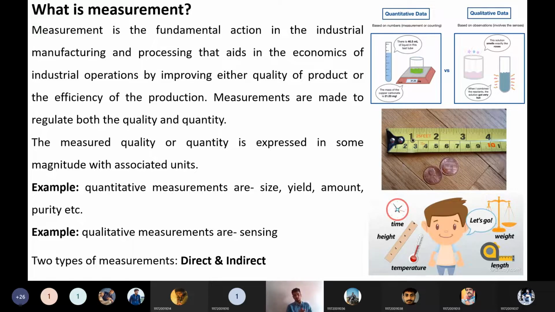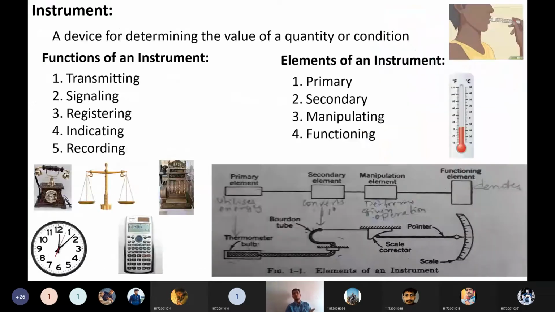Then there are two types of measurement. Where the purpose of measurement and the purpose of processing are the same, that is called a direct measurement. And where the purpose of processing and the purpose of measurement are completely different, it is called an indirect measurement. Then instrument: to perform any measuring operation, we need a suitable device. That device is called an instrument.